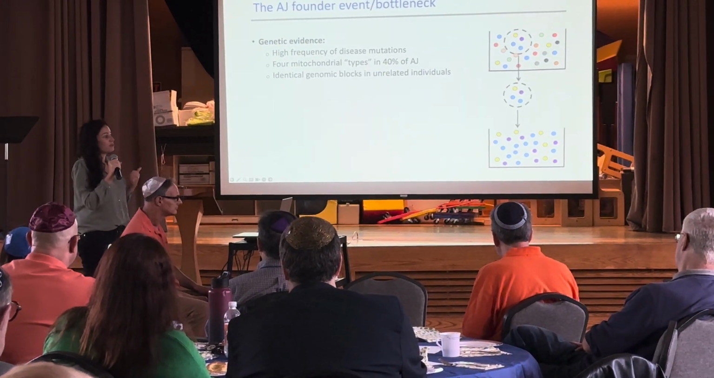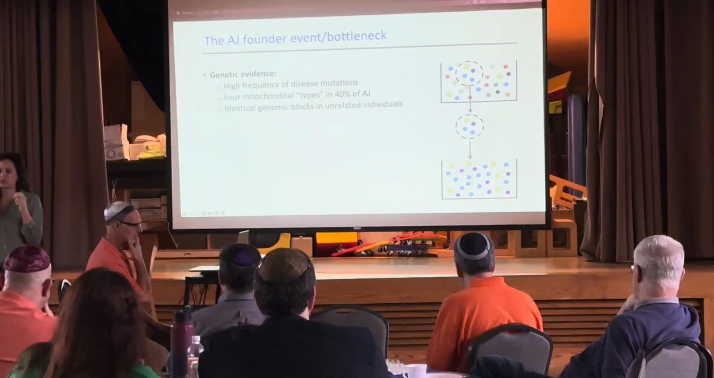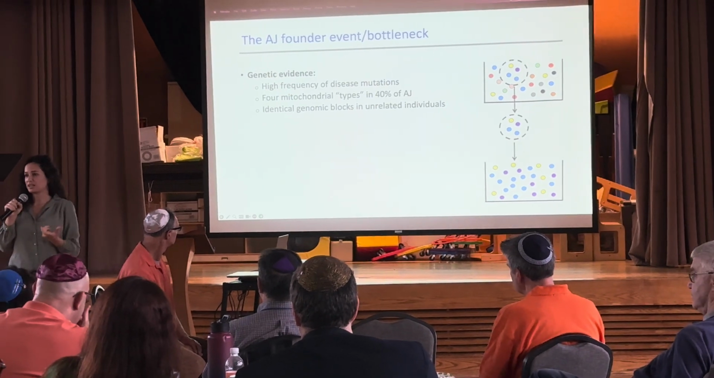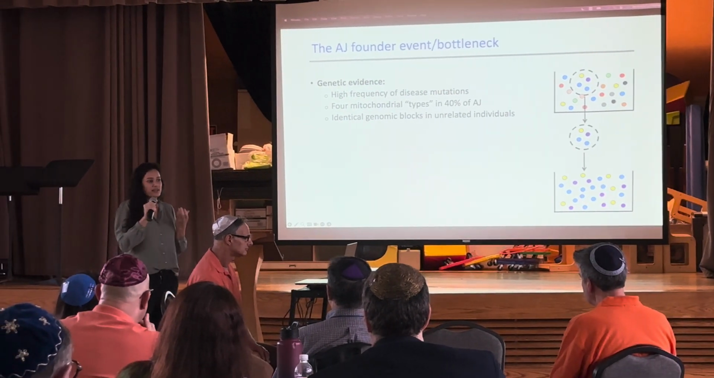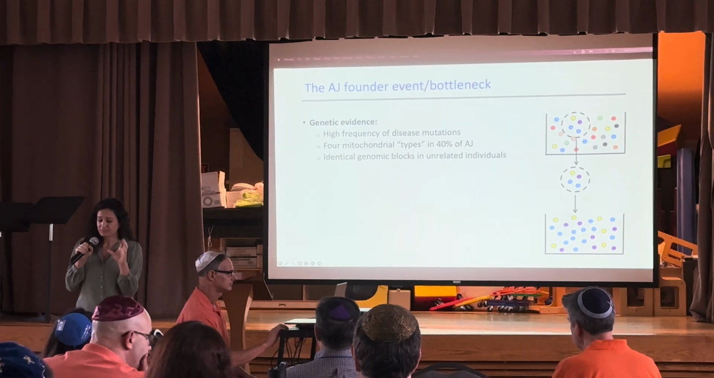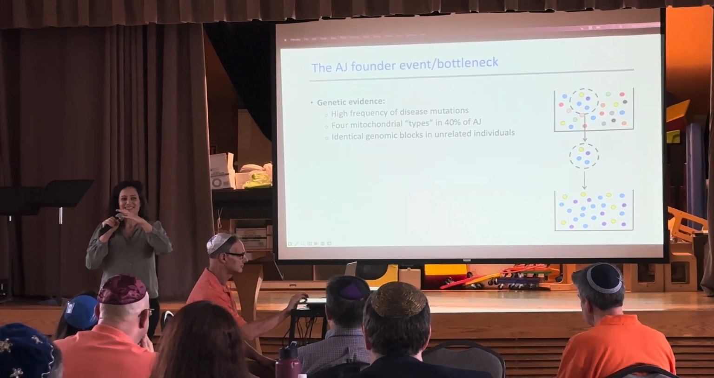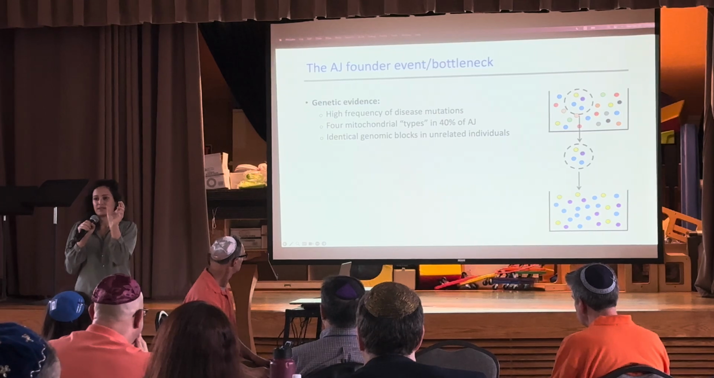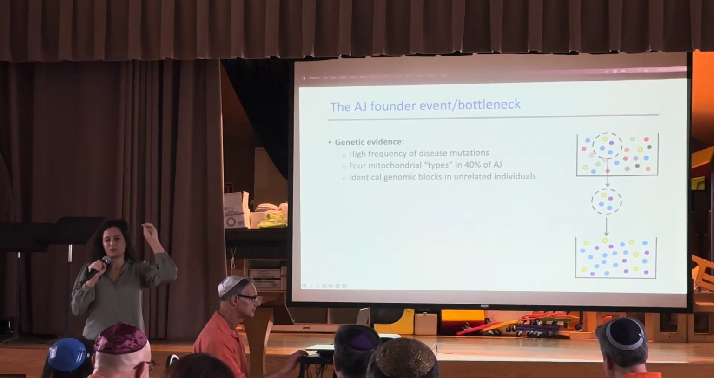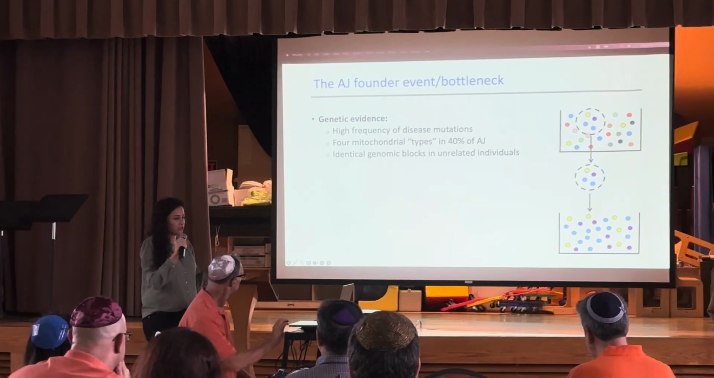And so there were all kinds of proofs for this founder event. And I'm sure a lot of you heard about the high frequency of disease mutations in Ashkenazi Jews. So this is a result of this bottleneck, because the small group of founders had some random disease mutations like all of us have, but then because the whole population descended from this small group, a lot of people in the population carried the mutations that the founders had. Okay, so that's the reason there's a lot of disease mutations in this population.